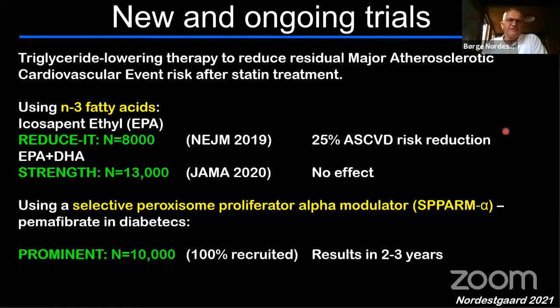And then when you look at these new trials, there's the triglyceride-lowering therapy to reduce major atherosclerotic cardiovascular events after statin treatment. I just told you about REDUCE-IT and STRENGTH. Very surprisingly, one gave a 25% ASCVD risk reduction, the other one no effect. So we are really eagerly awaiting the PROMINENT trial that uses pemafibrate. It's a selective peroxisome proliferator-activated receptor alpha modulator, so it's a modern fibrate, you could say, and it's tested in diabetics only with high triglycerides and low HDL cholesterol. It is fully recruited and results will come in a few years' time.